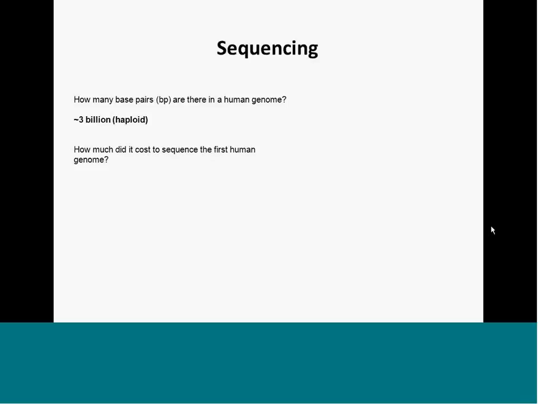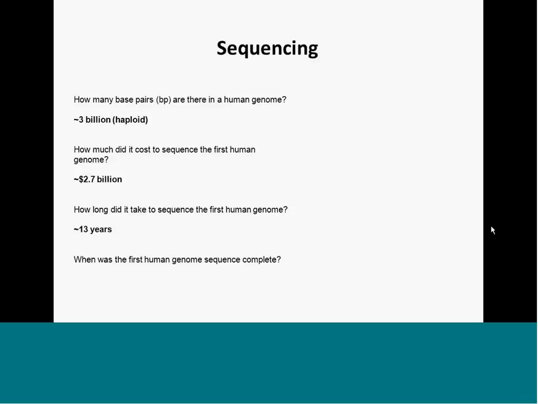How much does it cost to sequence per human genome? 2.7 billion. How long did it take? 12 years? 13 years. What was the first human genome sequence? When was it first completed? 2003 was when the Science Nature paper came out.